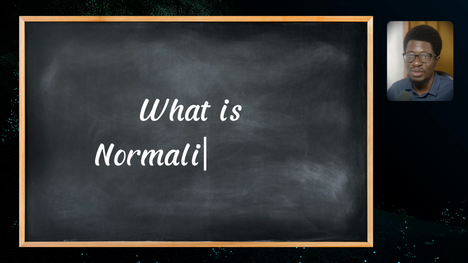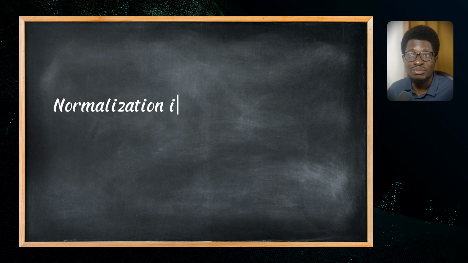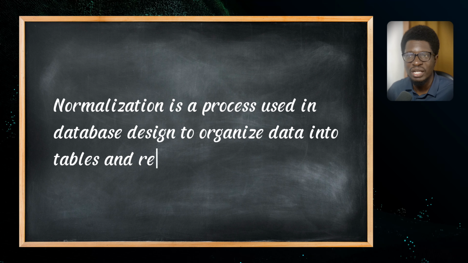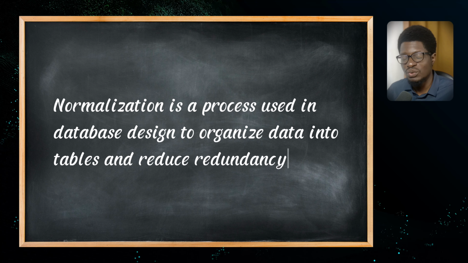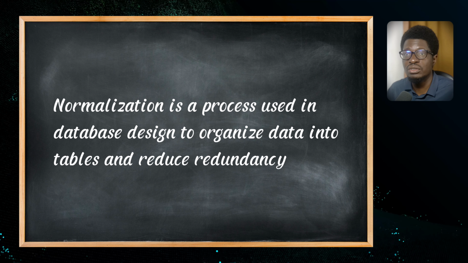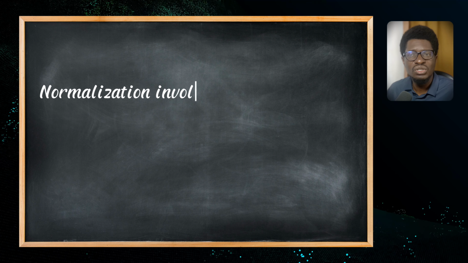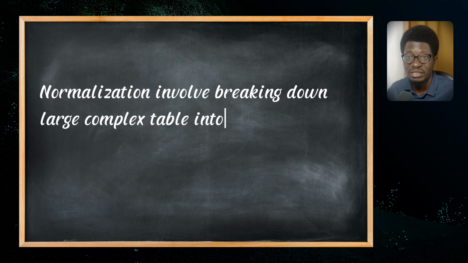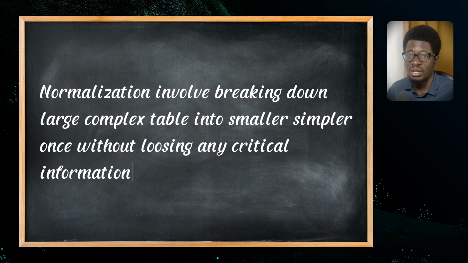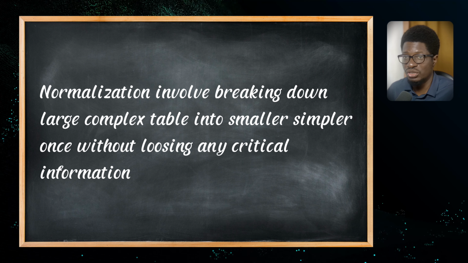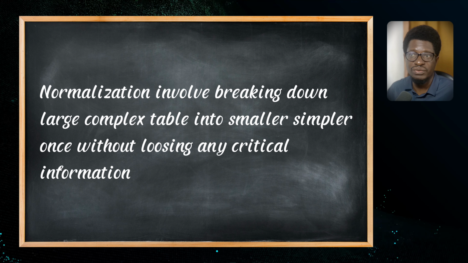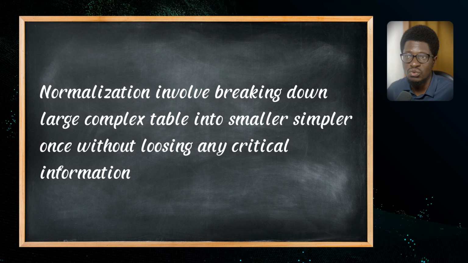What is normalization? Normalization is a process used in database design to organize data into tables and reduce redundancy. So what normalization brings to the table is to make sure that there is no repetition across what we are doing. Normalization involves breaking down large, complex tables into smaller, simpler ones without losing any critical information. One important thing you need to note is that the normalization process typically follows a series of steps, each building on the previous normal form that we must have covered.